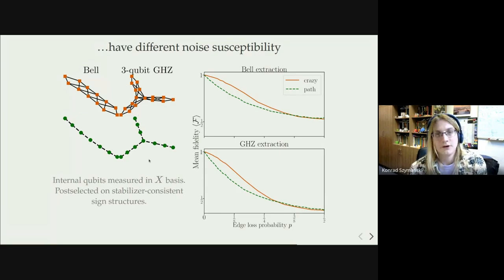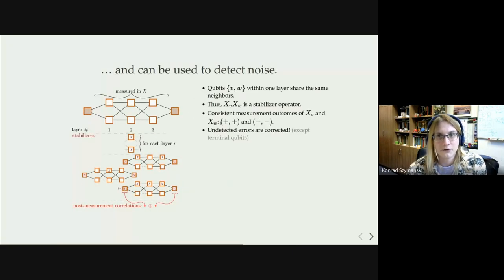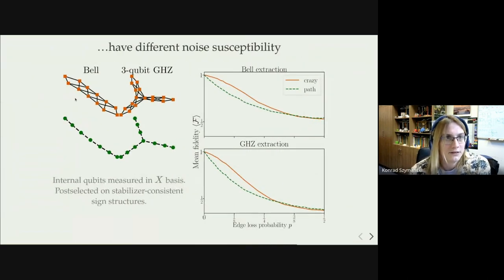with post selection on the right stabilizer structure, because you always observe in the crazy graph case you will always post select only on plus plus and minus one outcomes. So you observe everything in X basis and post select when it's possible. You will see that the fidelity of the extracted state is still reasonably high for low noise probabilities with the crazy graph.